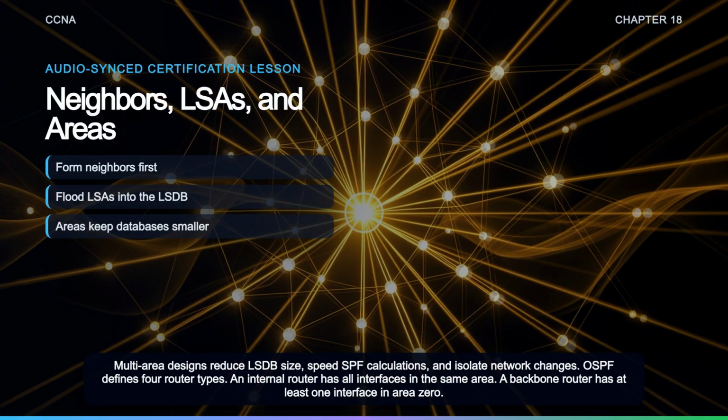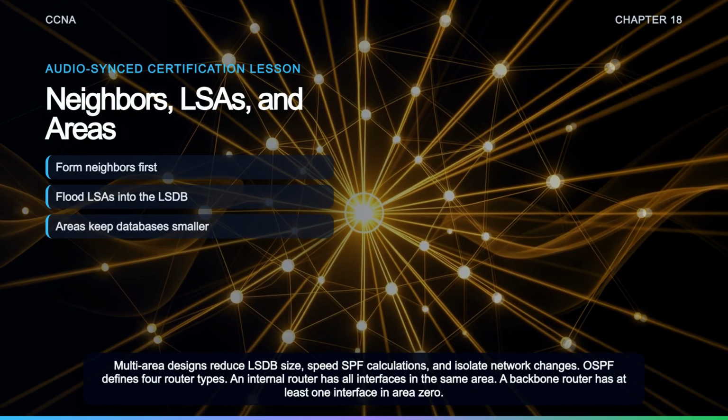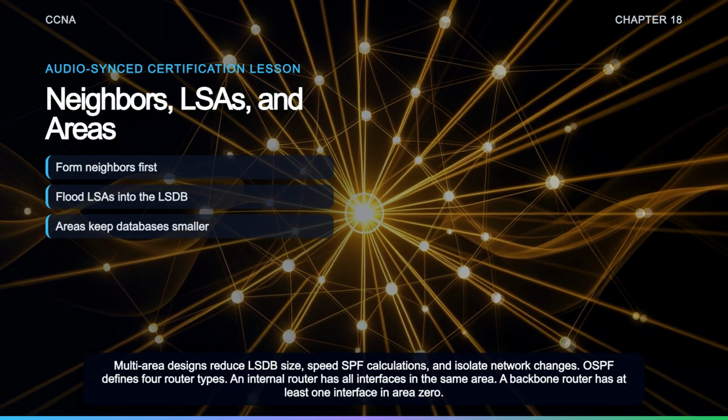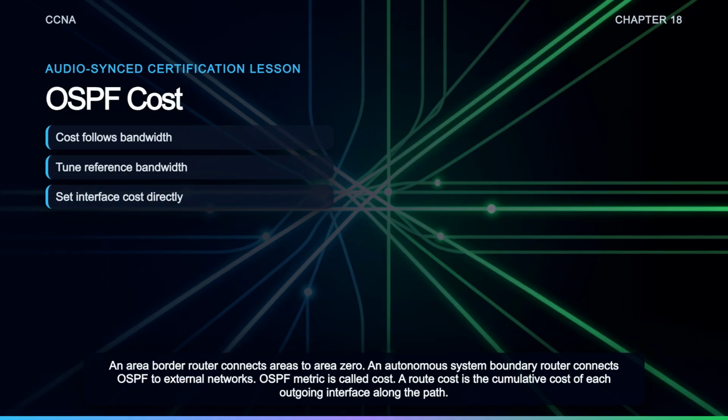OSPF defines 4 router types. An internal router has all interfaces in the same area. A backbone router has at least one interface in Area 0. An area border router connects areas to Area 0. An autonomous system boundary router connects OSPF to external networks.